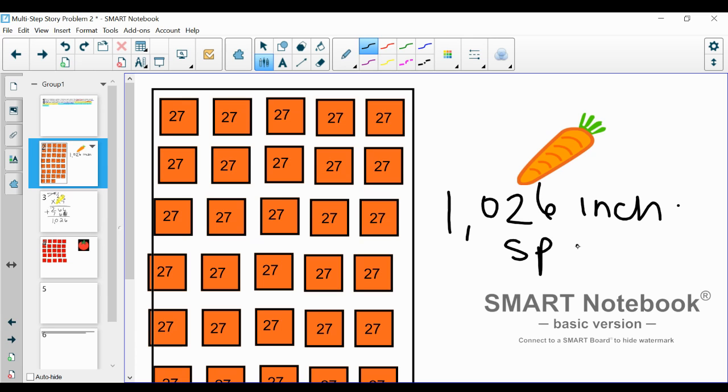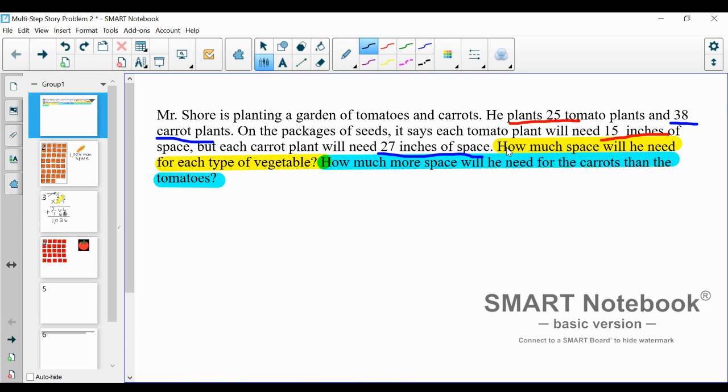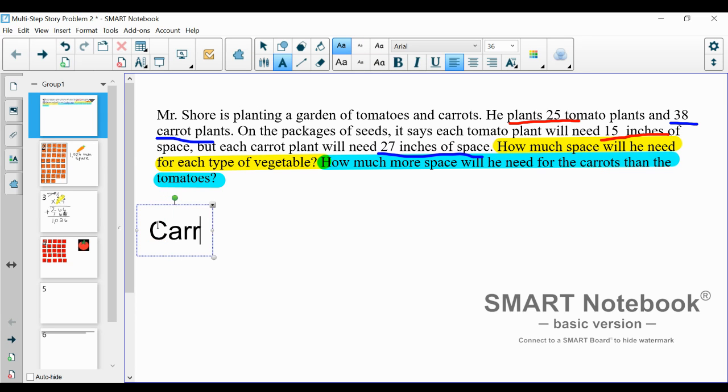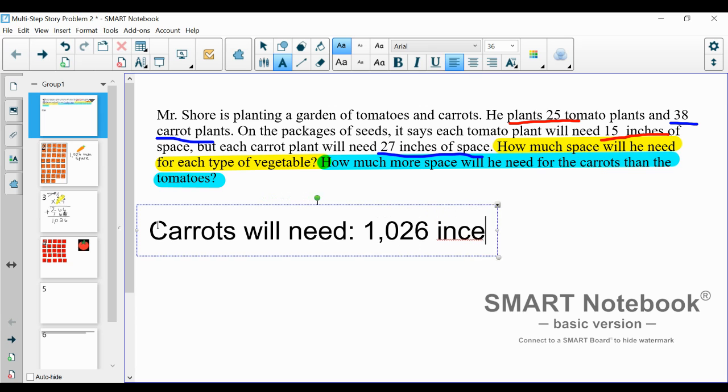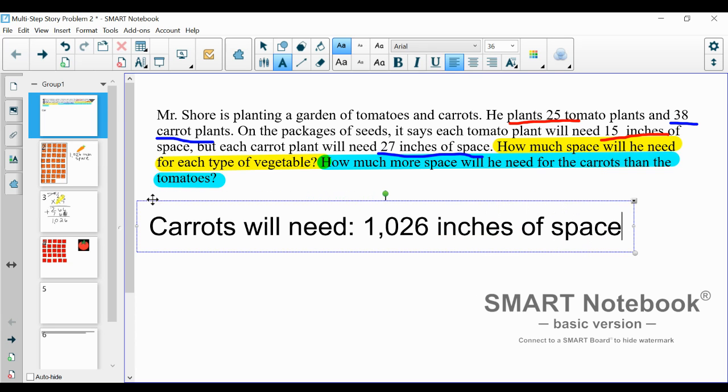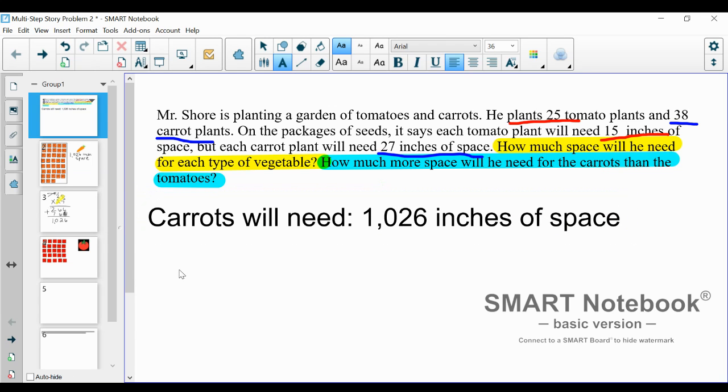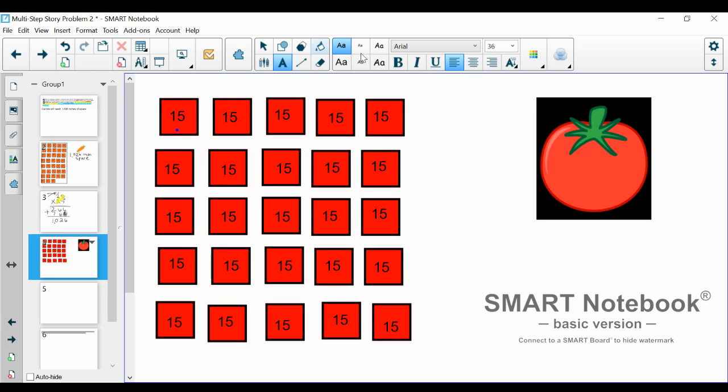Okay, perfect. So back to our question here, our yellow question. How much space will each type of vegetable need? Well, we know the carrots: 1,026 inches. So we've solved carrots. What other vegetable do they have here? Okay, he's also planting tomatoes. So same thing here. We want to know how much total space his tomatoes are going to take up.